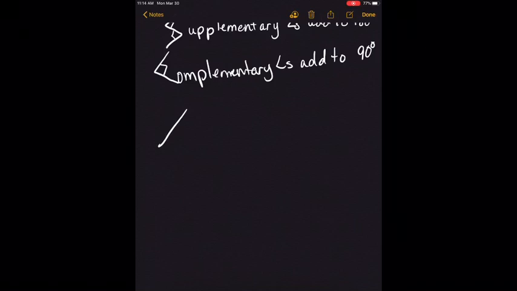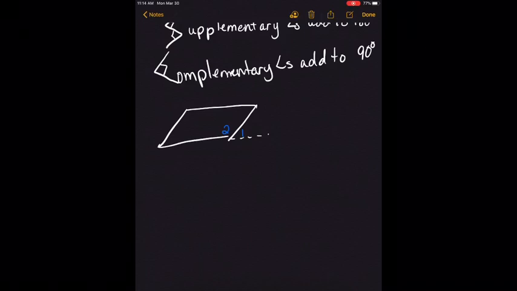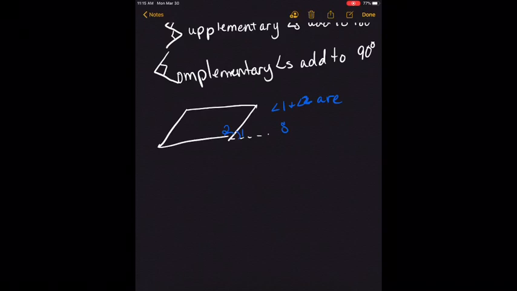So that polygon there I've drawn is a parallelogram. And it says if we extend the polygon to form an exterior and an interior angle, angles 1 and 2 are also supplementary, okay? Angles 1 and angle 2 are supplementary.